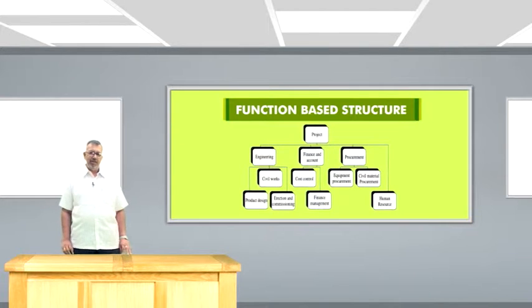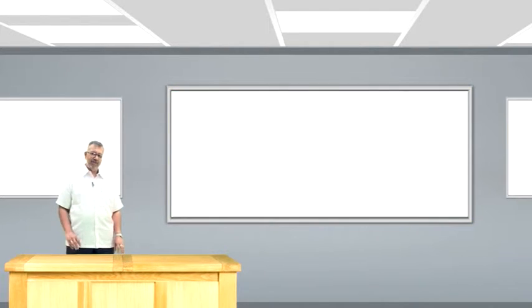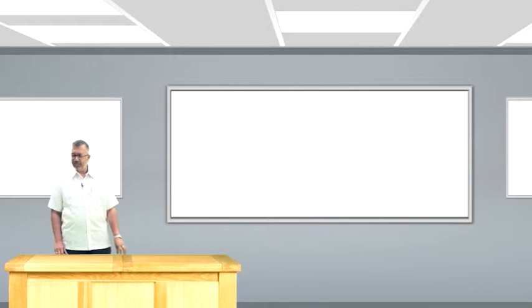So, here on the board you can see a function based structure which is speaking about engineering, finance and accounts, and the procurement division. You can see further how they are subdivided into groups of tasks and activities under them.